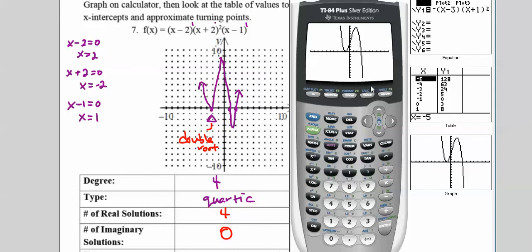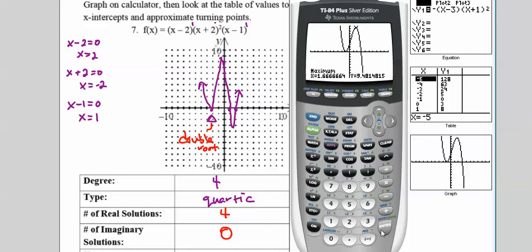Okay, so I can see the x-intercepts that I predicted. I can see a y-intercept over here. It's kind of hard to figure out what that y-intercept is, so I might calculate that y-intercept as well. And then over here I have a turning point, so let's find that turning point. Second, calculate, maximum. Enter. And enter, enter.